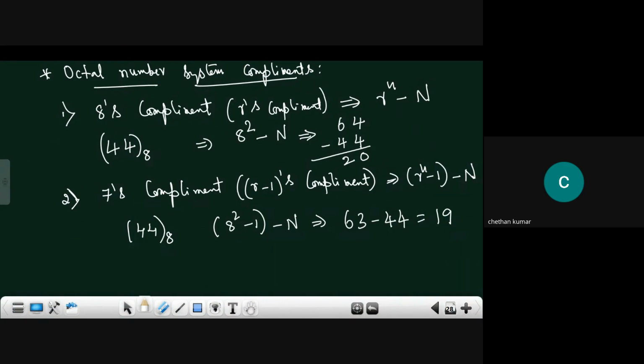How to do 2's complement, 1's complement, 10's complement, and then 9's complement. Suppose it is the hexadecimal number system: 16's complement and 15's complement.